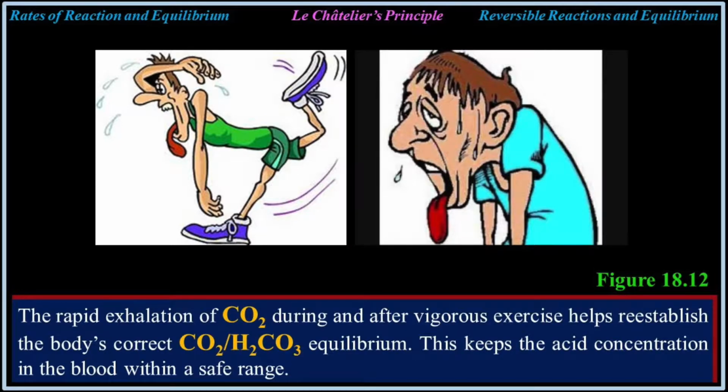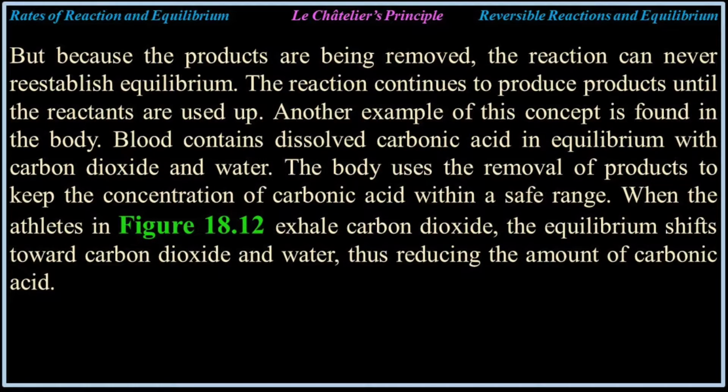The rapid exhalation of carbon dioxide during and after vigorous exercise helps reestablish the correct CO2 carbonic acid equilibrium. This keeps the acid concentration in the blood within a safe range. Like I said, there's a bicarbonate factor here that's not being explained. But because the products are being removed, the reaction can never reestablish equilibrium. The reaction continues to produce products until the reactants are used up.